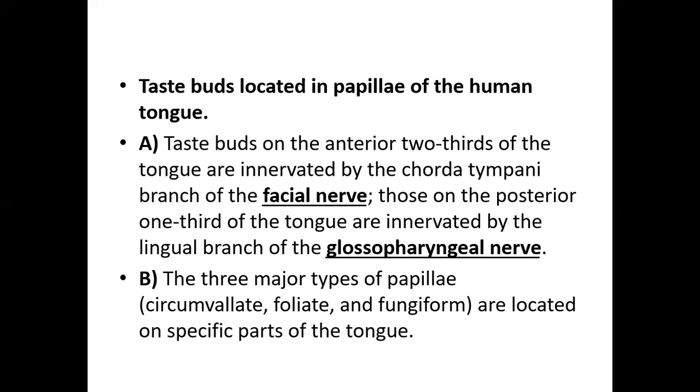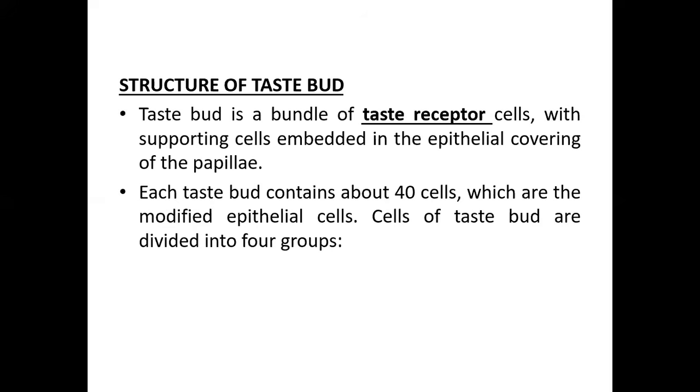Now, there are three major types of papillae, like we mentioned, you already know them. Circumvallate, foliate, and fungiform are located on specific parts of the tongue. Please don't forget, go through the text, the ones that are found on the tip, the ones that are found at the posterior part, be able to know them and appreciate the information.